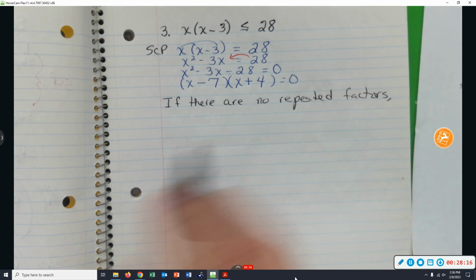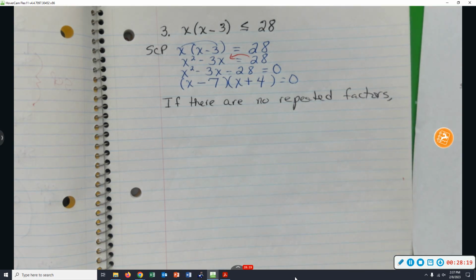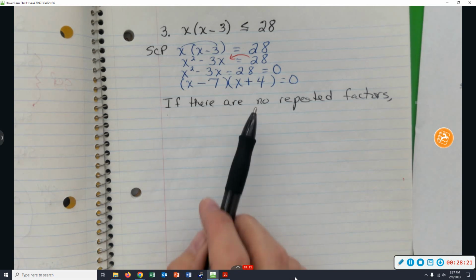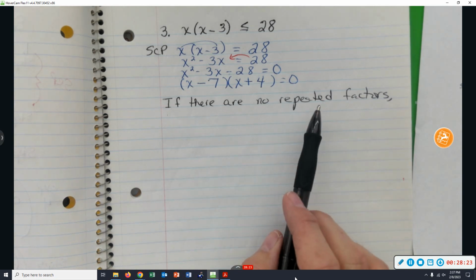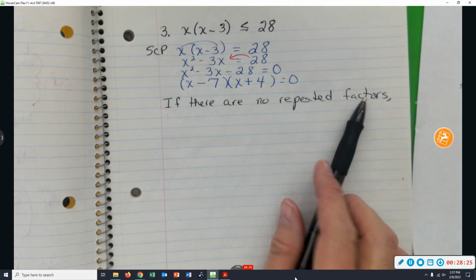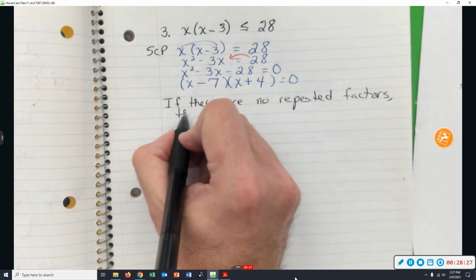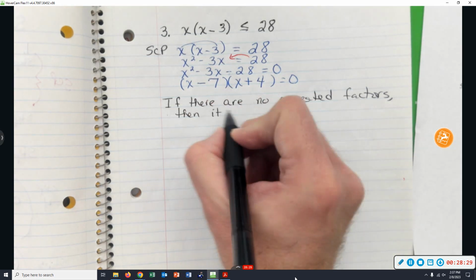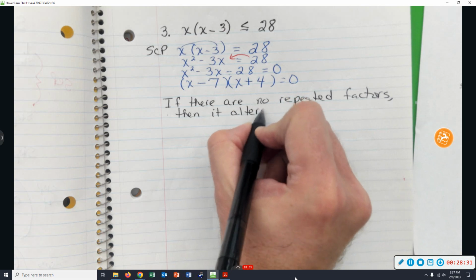Here's the statement. I should have already written it. Thanks for reminding me, Tina. If there are no repeated factors, then it alternates. Then you can assume an alternating pattern.